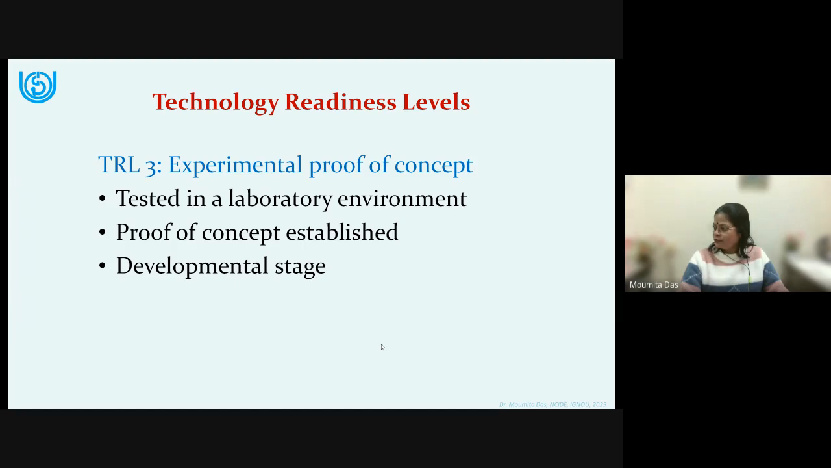So then what are the results that you get out of it? You establish the proof of concept of your idea. So here is the proof that my idea works, as desired. This is called the TRL3 level. Now you have entered into the developmental stage.